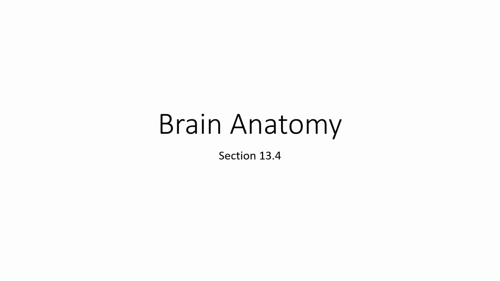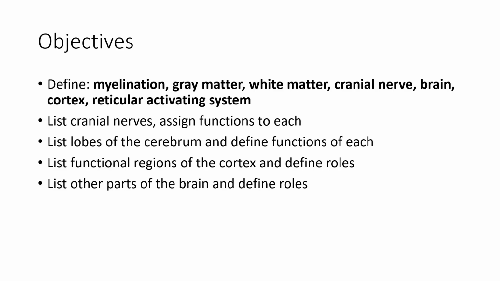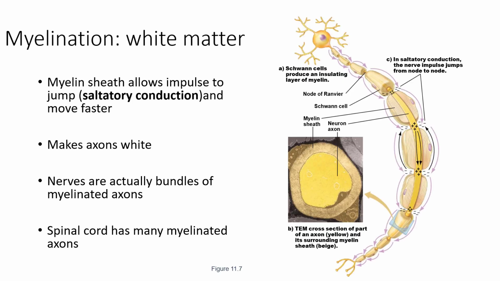We are going to look at the anatomy of the brain, be able to define myelination, gray matter, white matter, cranial nerve, brain, cortex, and reticular activating system. Be able to list the cranial nerves and assign functions to each one. List the lobes of the cerebrum and define functions of each. List the functional regions of the cortex and define their roles. And be able to list other parts of the brain, such as the midbrain and hindbrain, and define their roles.